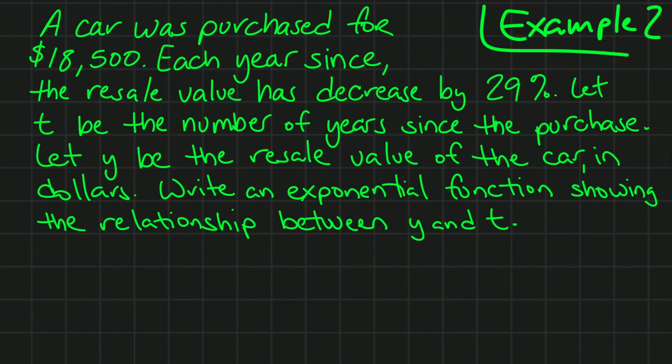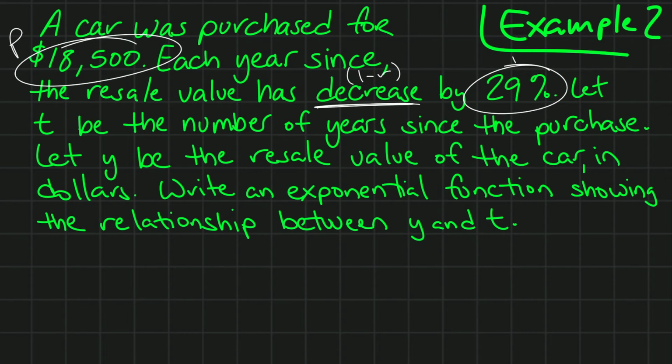Again, we're going to read through this and mark what is what. At the beginning, the car was purchased for $18,500. That's the initial amount, our P. Each year since, the resale value has decreased by 29%. We have a decrease, so we're dealing with 1 minus R, and 29% is the R. And T is the number of years since the purchase. So let's write that right there like that.